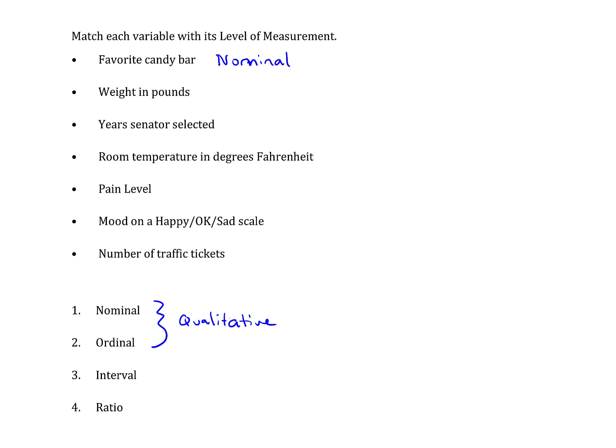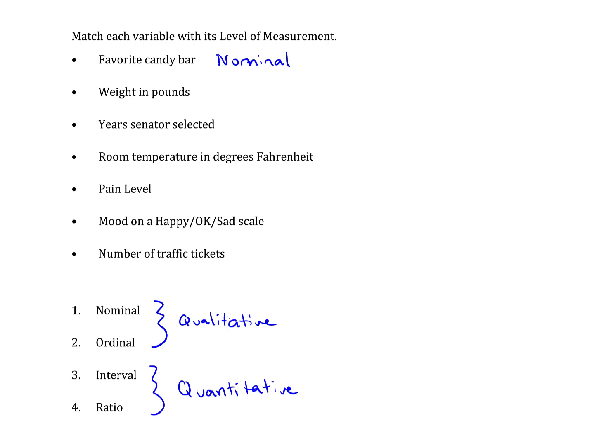Weight in pounds. So weight in pounds is a measurement. Well, actually, it has to be in pounds. Sorry. And so it's a measurement. And anytime you have a measurement, that means you're working with a value that is quantitative. And if it's quantitative, then you just have to decide if it's ratio or interval. And most of the time it's going to be ratio. Interval data has very few examples.